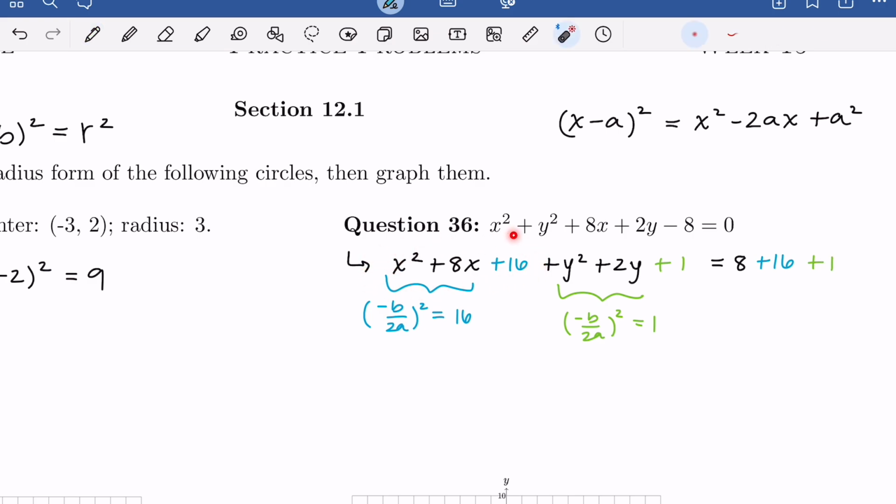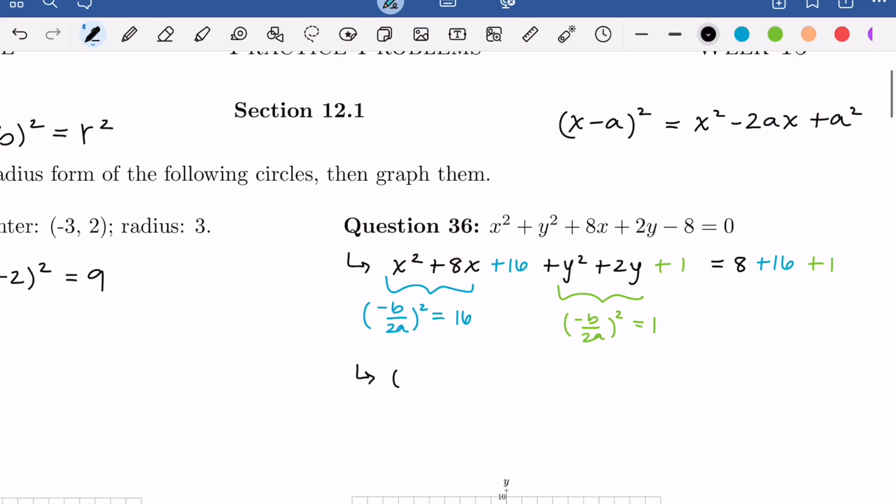From here, looking at the first 3 terms here, we have a perfect square trinomial in our variable x, and then these 3 terms here are a perfect square trinomial in our variable y. So we can easily factor these guys. This first perfect square trinomial is going to end up being x plus 4 squared. And then the second one here is going to be y plus 1 squared. So that's what we have on the left-hand side of our equation. And then on the right-hand side of our equation, we have 8 plus 16 plus 1. So this is going to give us 25.